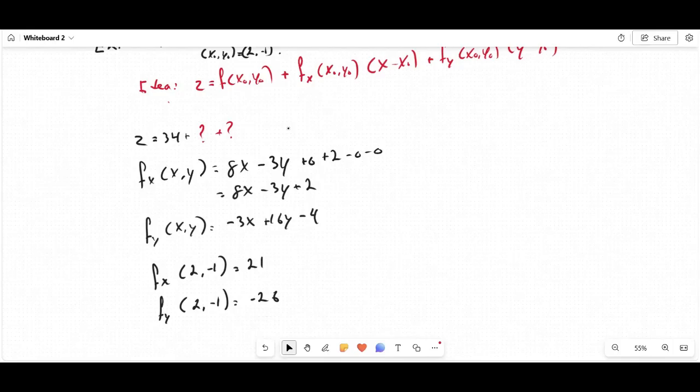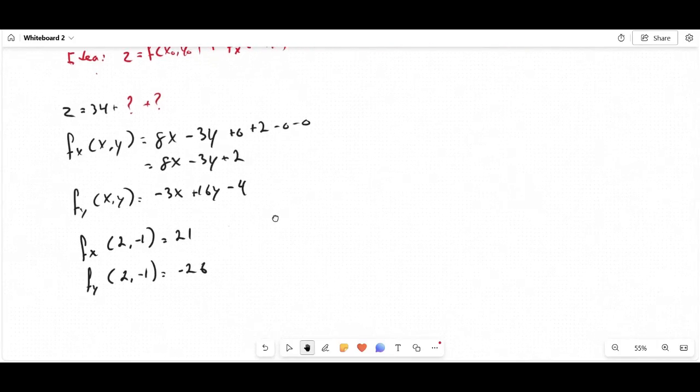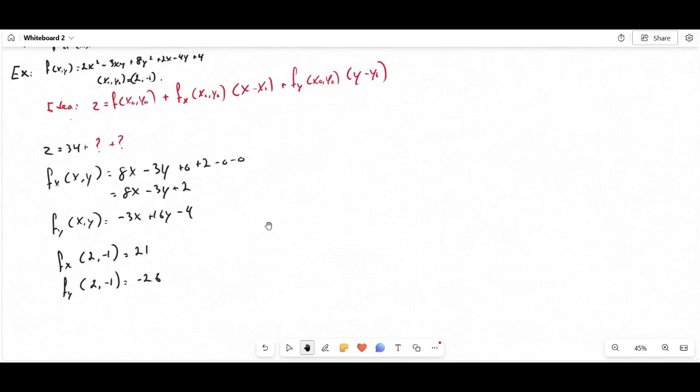Negative 6, negative 16 is negative 22, minus 4 is, yep, negative 26. I believe it. And that's really all the hard parts, right? Now we can complete this idea here.